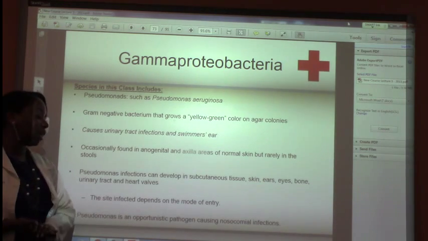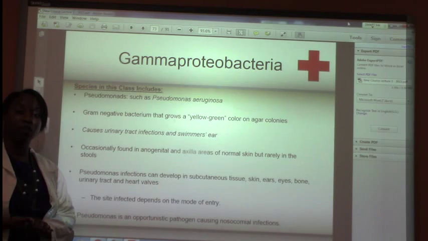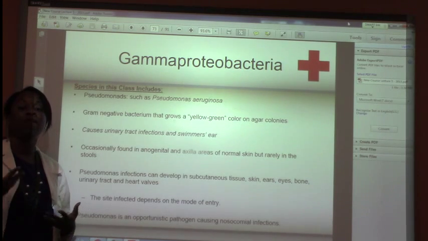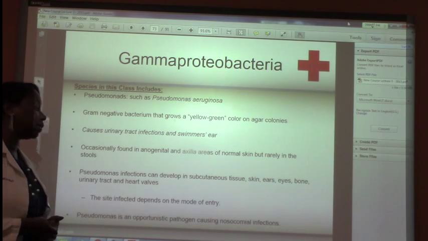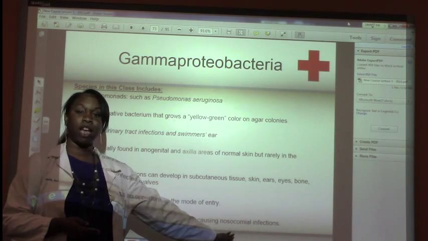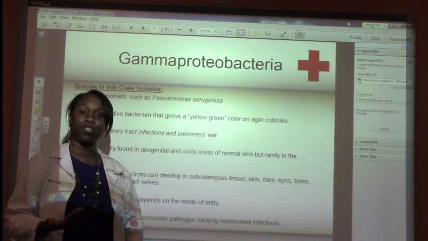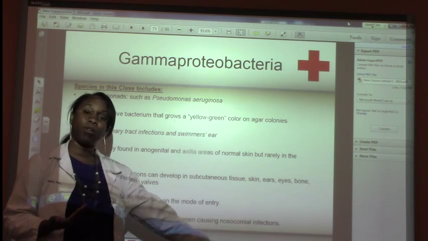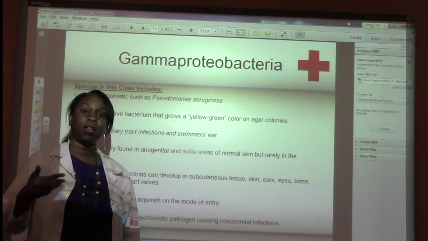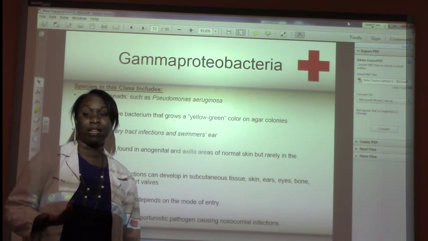Pseudomonas does happen to be an opportunistic pathogen, so all that means is that it takes advantage of the opportunity to infect an individual if they are immunocompromised or suppressed. Pseudomonas happens to also be the causative agent of a lot of nosocomial infections. This term nosocomial infection simply means that the organism is acquired in a healthcare setting.